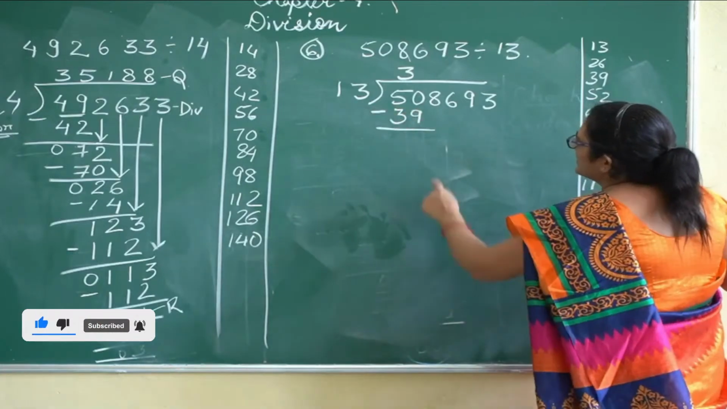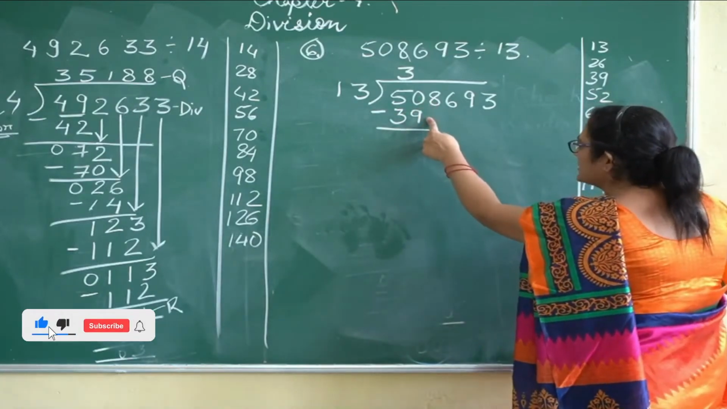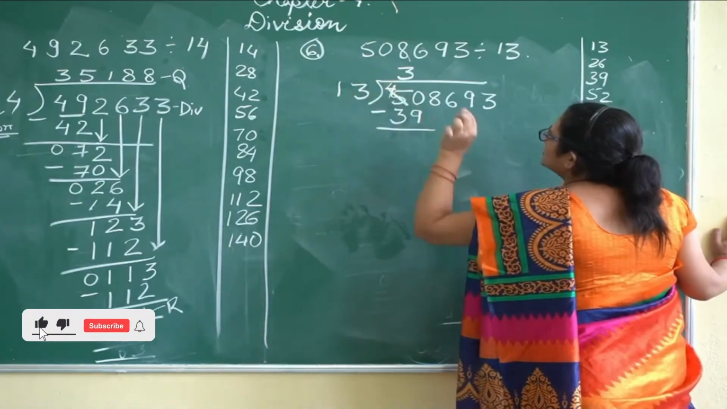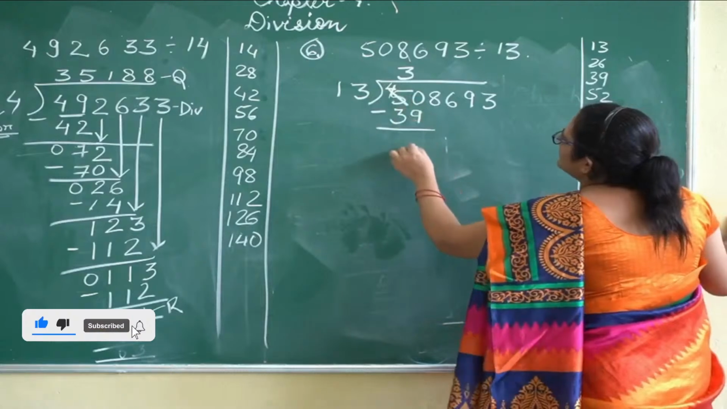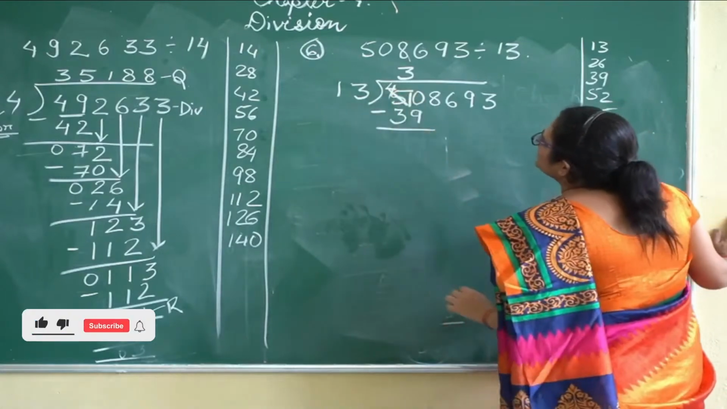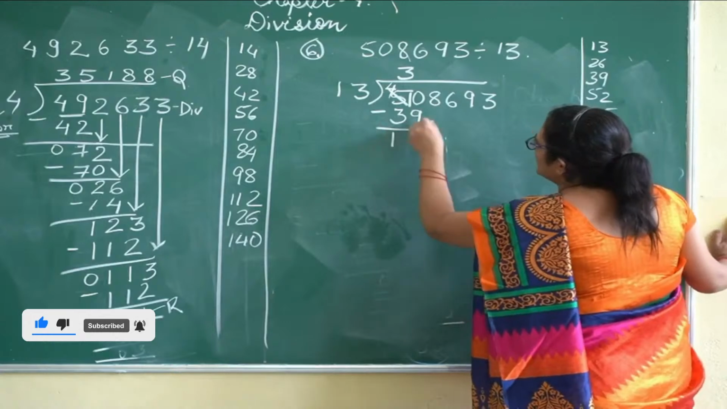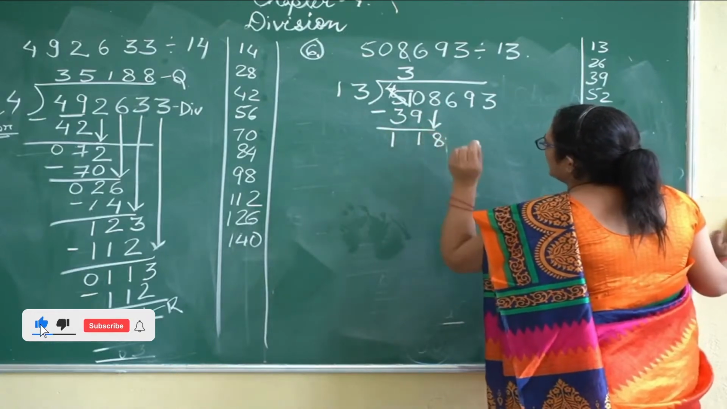Now we will subtract. 0 minus 9, can it be subtracted? No. For that we have to take a borrow. 5 will become 4 and then 1 will become 10. 10 minus 9 is 1. 4 minus 3 is 1. What will we bring down? 8.